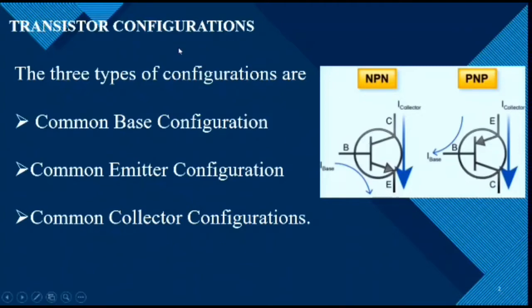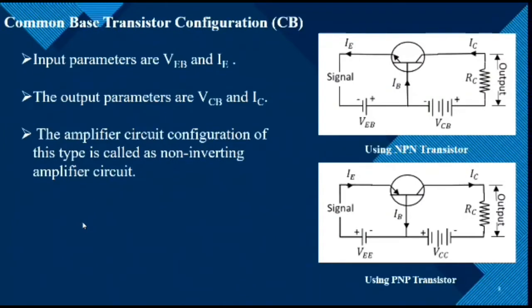There are three types of configurations possible, namely common base, common emitter and common collector. In every configuration, the emitter junction is forward biased and the collector junction is reverse biased. Let us see the common base transistor configuration first.